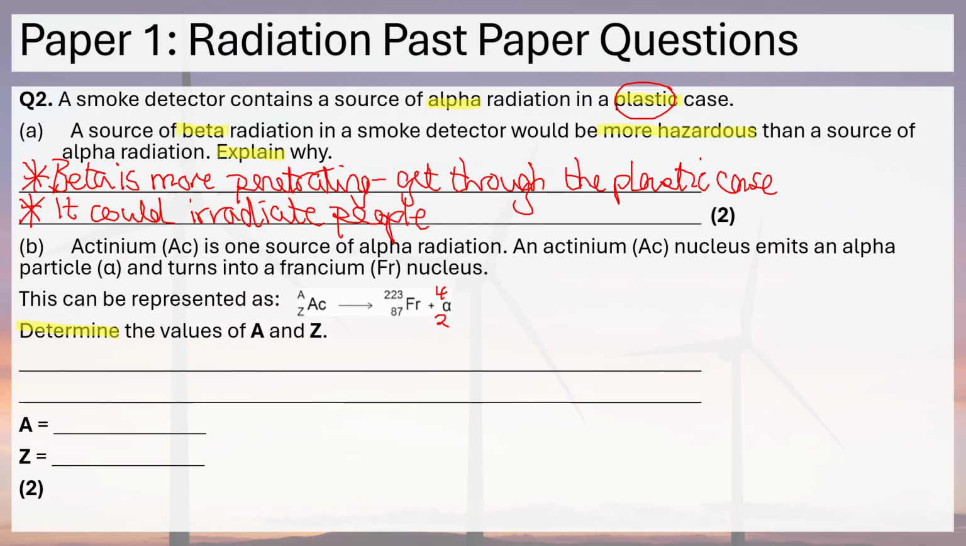And remember, the numbers on the left-hand side of the equation must equal the numbers on the right-hand side. So on this side, I've got 223 is the mass, plus 4, there's the plus sign there. So 223 plus 4 would equal 227. So on this side of the equation, A must equal 227. And I can show my working here actually as well.